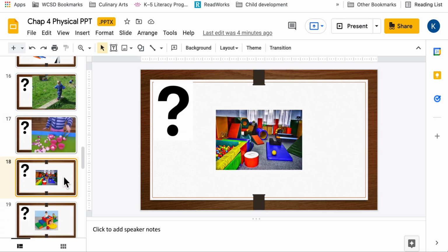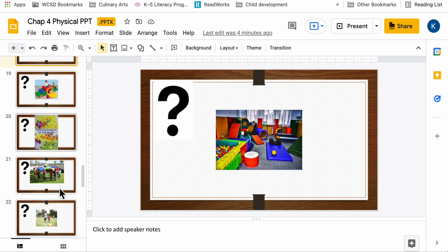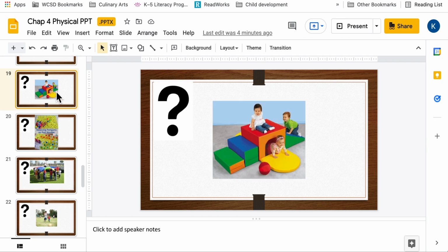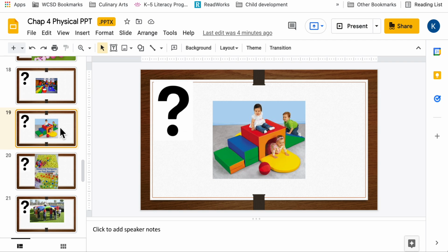Okay, we've got the floor mats, the ball pit, the tunnels back here. Would this be gross motor or fine motor? Totally gross motor, because that's going to be a lot of large muscle movement, right? And then I want you to see this one. This would be more for the toddler ages. So this first one would be great for preschool age kids. This next one would be good for those baby toddler ages.